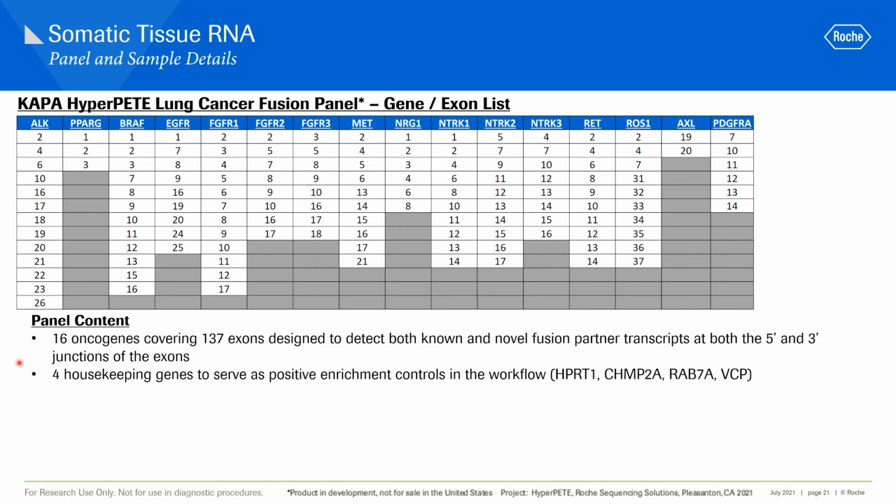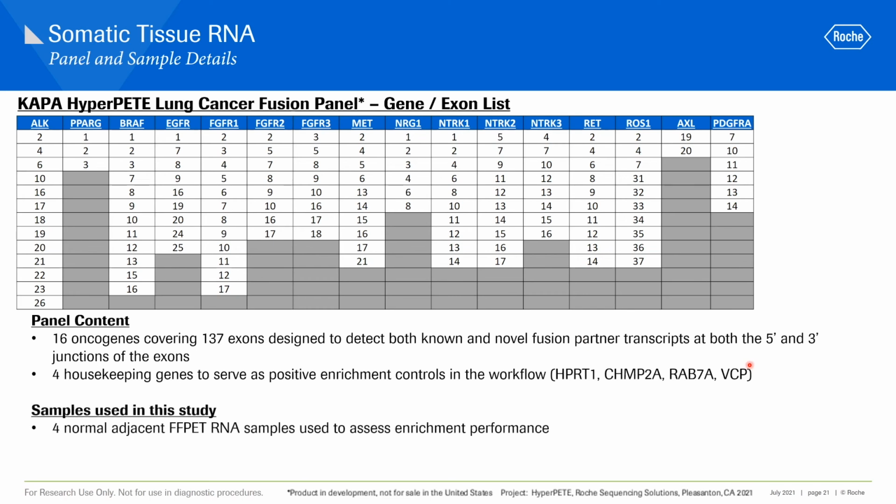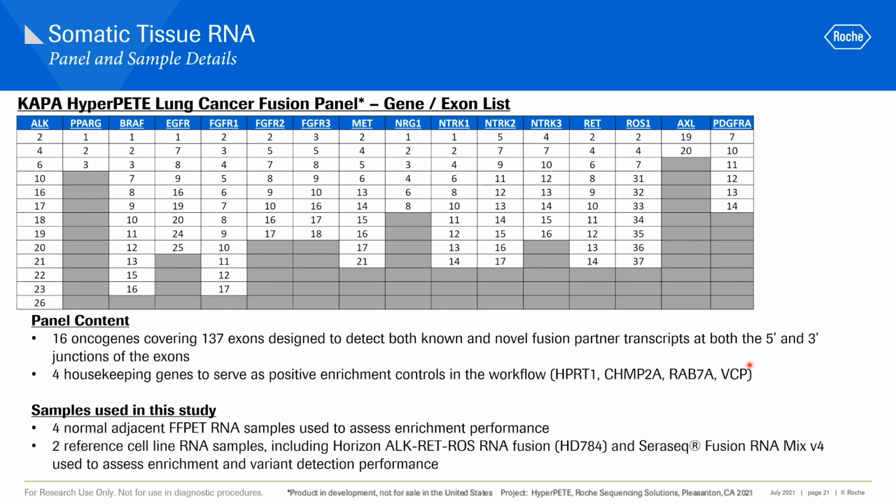4 housekeeping genes serve as positive enrichment controls in the workflow, and I list those 4 housekeeping genes here. It's worth noting that these housekeeping genes, although they're expressed in many different tissues, they're at a low level. Samples used in this study, there were 4 normal adjacent FFPET RNA samples used to assess enrichment performance, and then 2 reference cell line RNA samples, including Horizon ALK RET ROS RNA fusion and Sera-seq fusion RNA mix V4 were used to assess enrichment and variant detection performance.